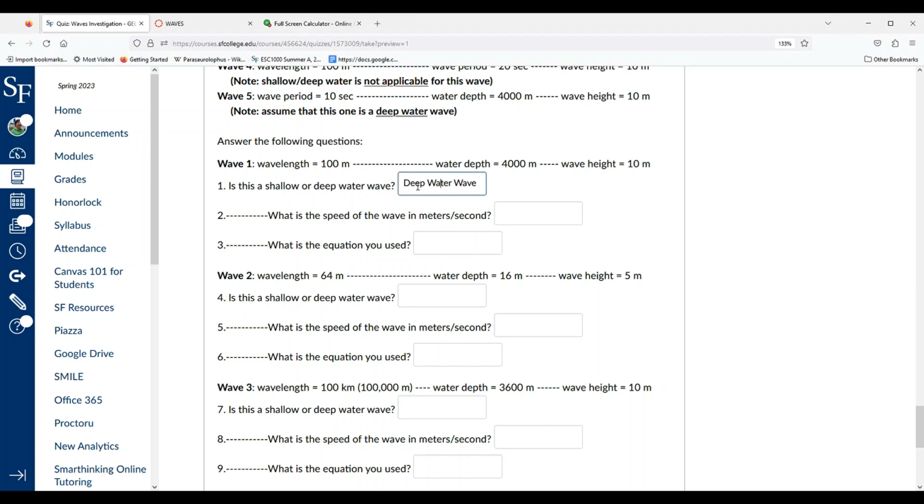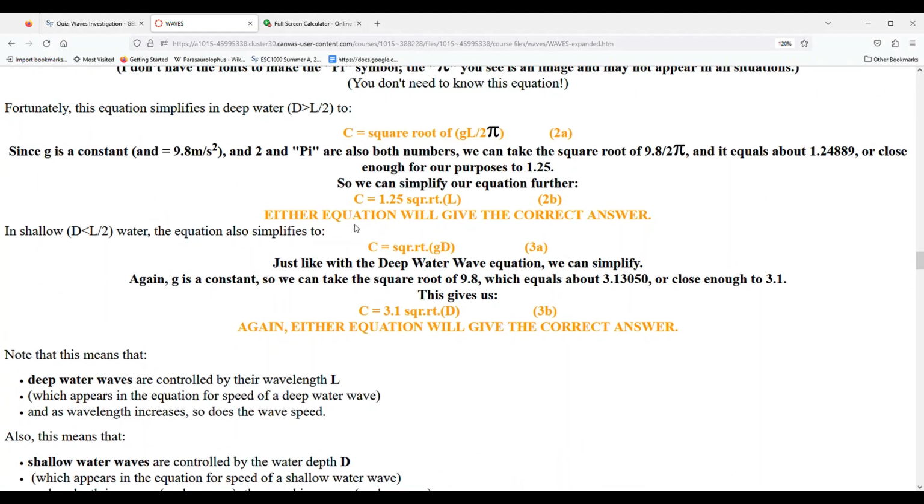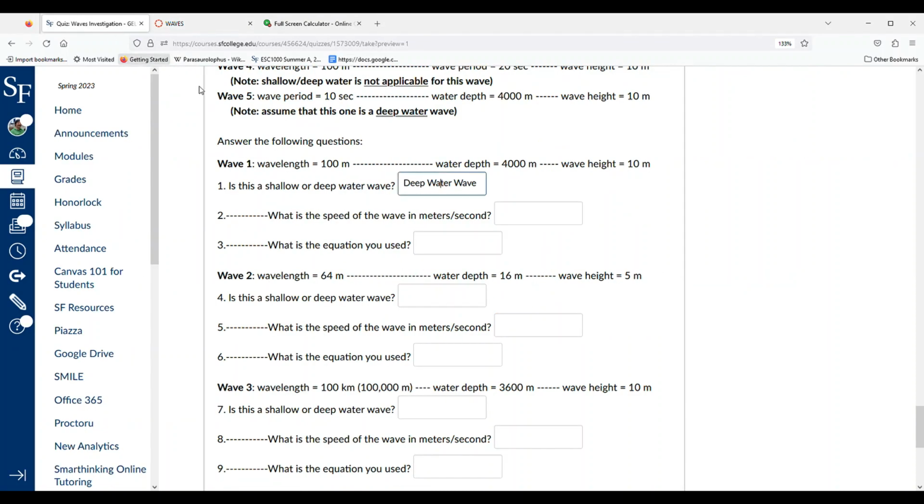Okay, what's the speed of a wave in meters per second? Well, to do that, you have to use the deep water wave equation. The deep water wave equation is either square root of gravity times wavelength divided by 2 pi, or more simply, 1.25 times the square root of wavelength. We can write out square root of gravity times wavelength divided by 2 pi, and use pi like that as your symbol for pi. Don't put the number in.